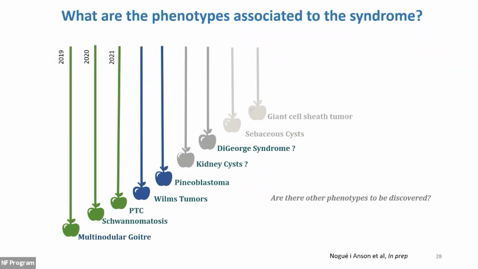This is how our phenotype table is going right now, or our apple tree. MNG, schwannomatosis, PTCs are all associated with germline mutations, obviously only 2 families so far. Wilms tumors or pineoblastomas are associated with alterations in DGCR8, but only somatically, that we know so far. Again, only 2 families. We don't know about the DiGeorge syndrome or any autism disorder. And kidney cyst, we also don't know, quite common. Not sebaceous cyst, it seems, and not giant cell nerve sheath tumor so far from the second family.